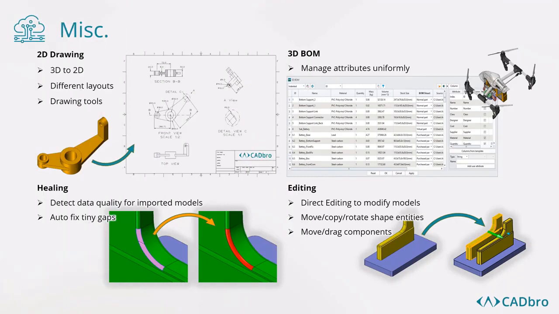Here are some miscellaneous. As shown previously, CADbro can help your customers convert 3D models to 2D views conveniently. 3D Bond can help your customers manage attributes uniformly. Healing, which is used for fixing small model defects. Direct editing tools can make the small modifications which bring convenience to users.